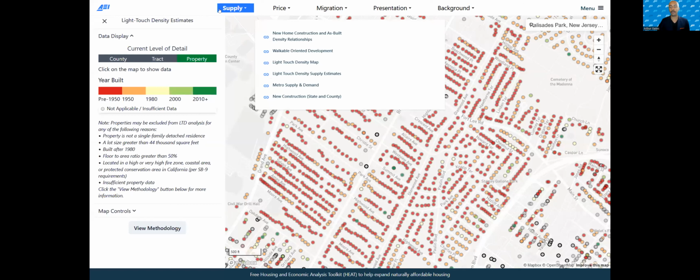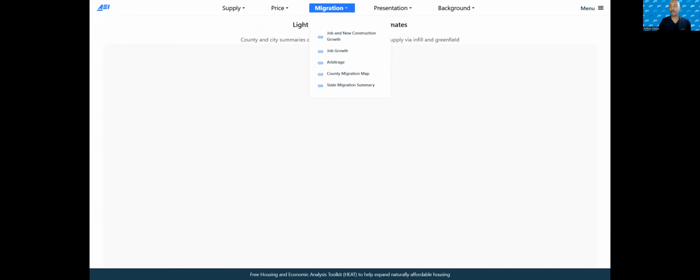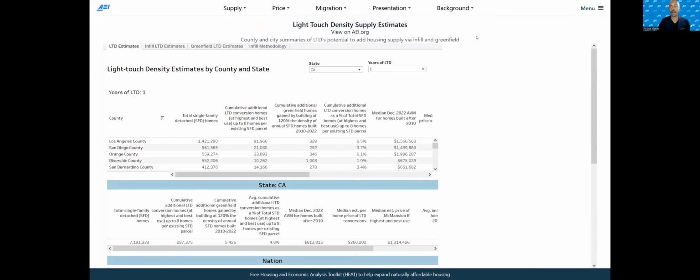Anything else on light touch density, or the map, before we head to the estimates? Ready to go. Okay. And I'll be brief on the estimates because we've covered most of the conceptual ground over the map.